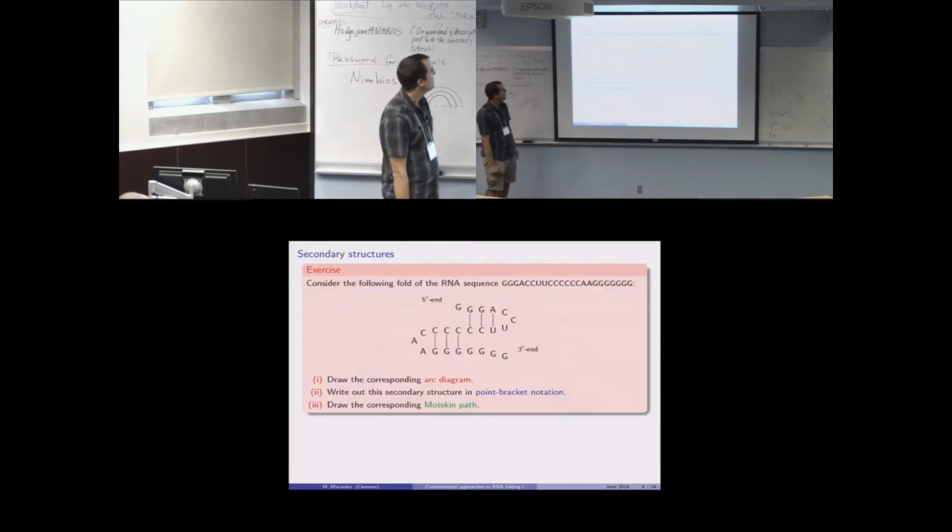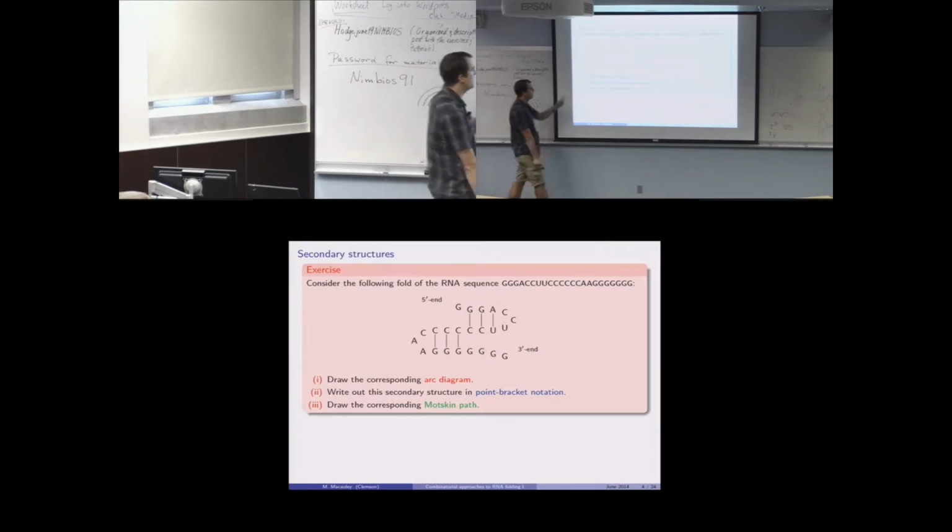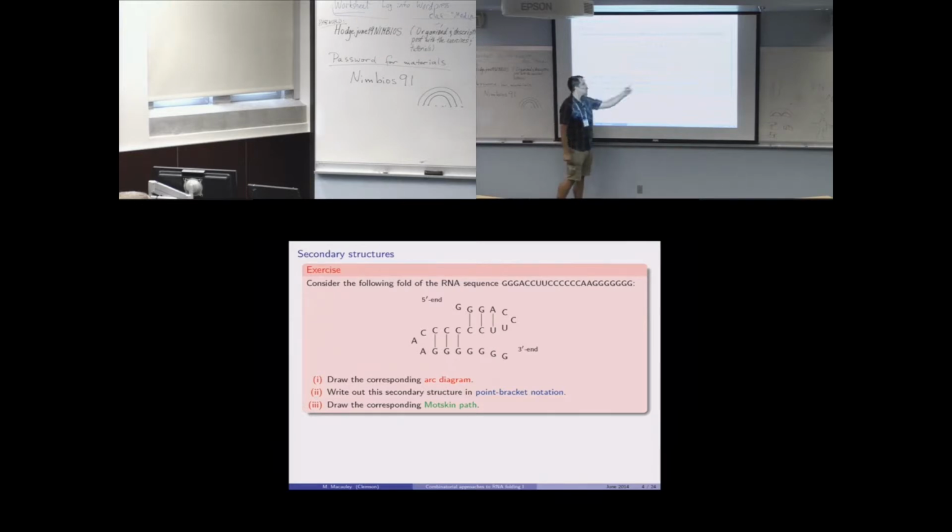OK. So what I want you to do now is, here is an RNA sequence. I want you to draw an arc diagram. I want you to do the point brackets underneath. And I want you to do the path.